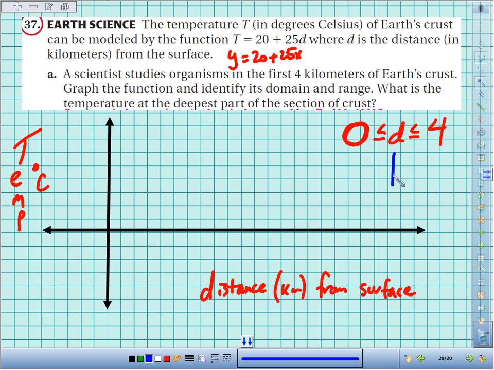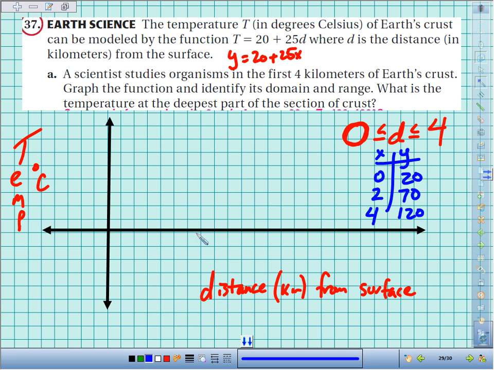If we make a little table of values, we have to only select the first 4 kilometers. So if I think about x and y, the surface is 0. I might go all the way 4 kilometers from the surface. Really, I could pick anything between there too. So I'm going to pick some nice easy x values, 0, 2, 4. Plug in a 0 for x. 25 times 0 is 0. 20 plus 0, it's 20 degrees Celsius. Plug in a 2. 25 times 2, 50, plus the 20 makes 70 degrees Celsius. Plug in the 4, 25 times 4 is 100, plus 20 makes 120 degrees Celsius.